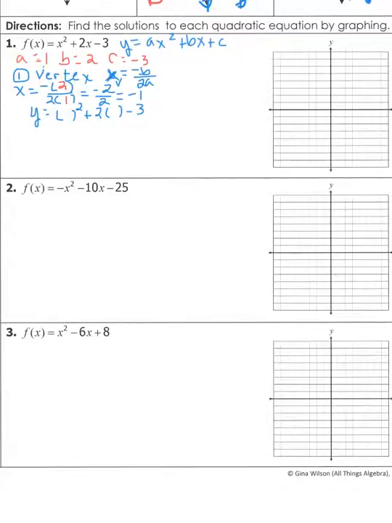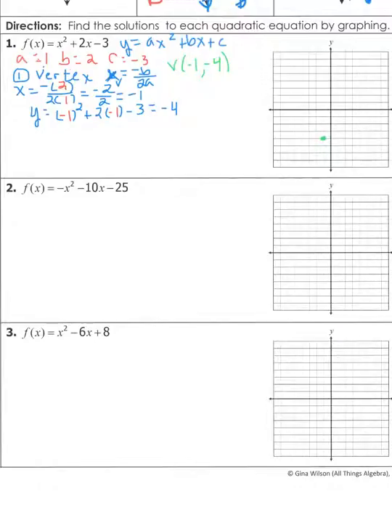And then we're going to put in a negative 1 and a negative 1. And then if we run that through, I get a value of negative 1 squared is 1. 2 times negative 1 is negative 2. So 1 and negative 2 is negative 1, minus 3 is negative 4. So my vertex is negative 1, negative 4. So that's the first thing I'm going to graph. Right here. There's my vertex.